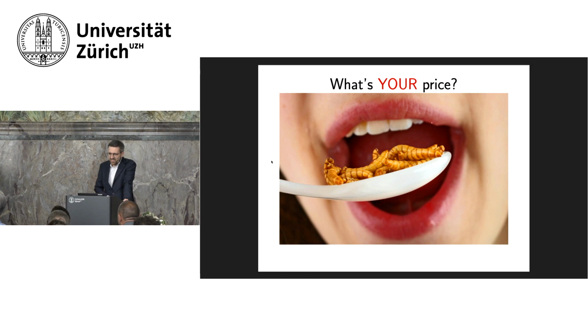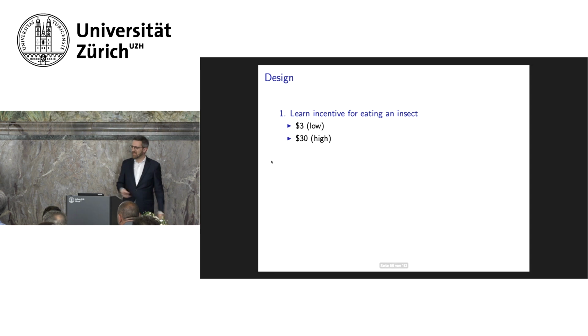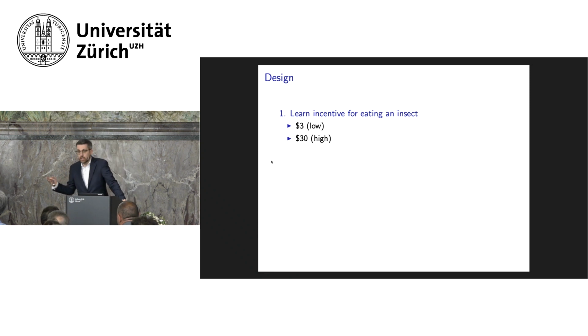So this is a transaction I choose. I pay people actual money to make them eat actual bugs, actual insects. And you can ask my daughter what they taste like. It's actually not that bad. So the way the experiment goes is, if you're a participant in my experiment, you'll learn you'll get $3 if you agree to eat these bugs. Other participants learn they'll get $30 if they agree to eat these bugs.